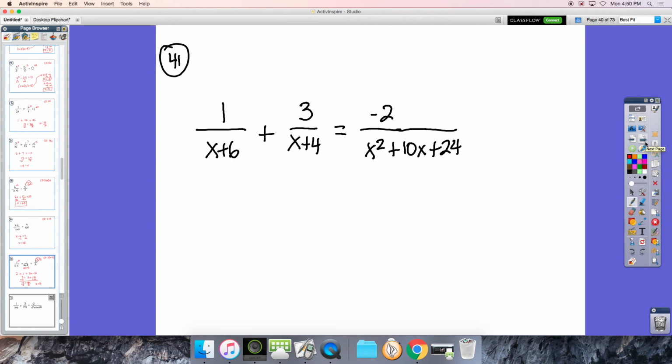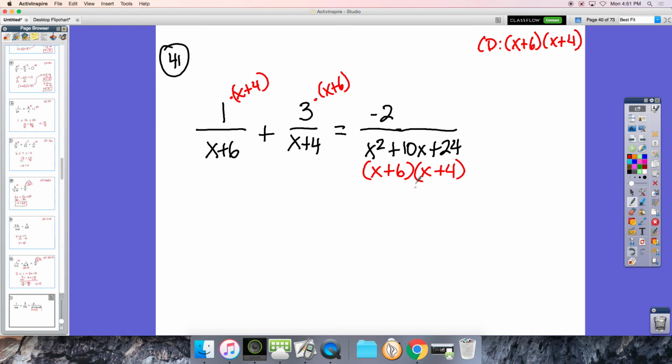Number 41 is kind of similar. You need to factor this one out to make sure you have the correct common denominator. If I factor this out, I end up with x plus 6, x plus 4, which are the other two things that I have. So my common denominator is x plus 6, x plus 4. Here I'm missing x plus 4, and here the x plus 6. Here I already have the common denominator, so I'm going to leave it alone.